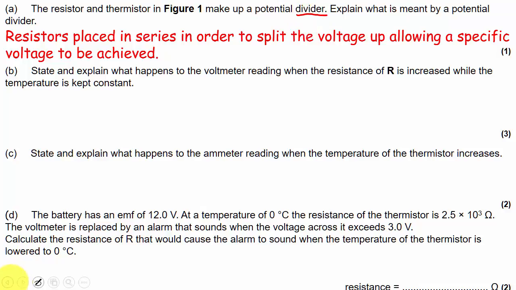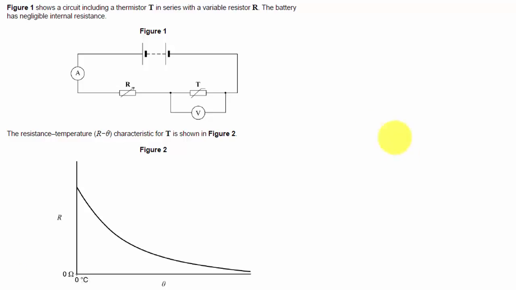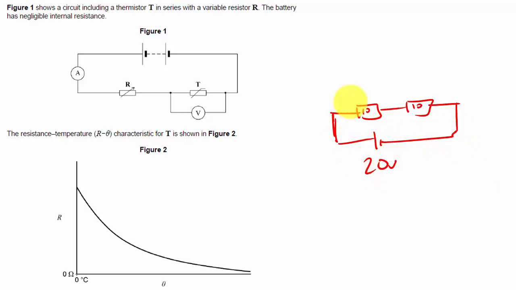So if you're not sure what a potential divider does, let's just go back a second. If you've got two resistors, and they're 10 ohm and 10 ohm, and you place a voltage across them of 20 volts, you'll get 10 volts and 10 volts across each, right? It will share out the voltage like this. I won't say divide, it will split up the voltage like this, right?